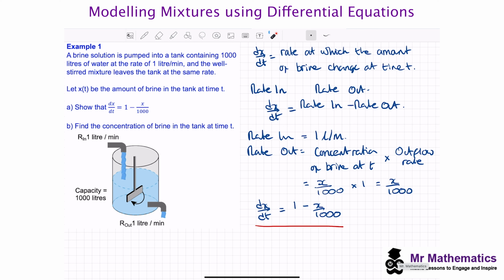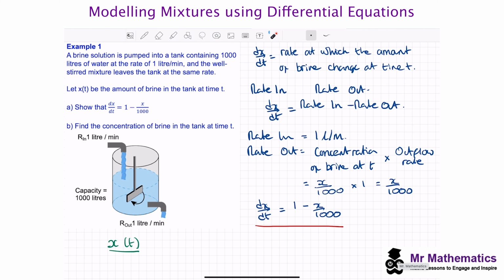Now for part B, we've been asked to find the concentration of brine in the tank at time t. This is the same idea as what we did here. We need to work out the amount of brine in the tank, so we need to know what x is as a function of time, and we know that the overall amount in the tank will be 1000. So we need to think about working out x as a function of time. And we can work out x by solving this differential equation.